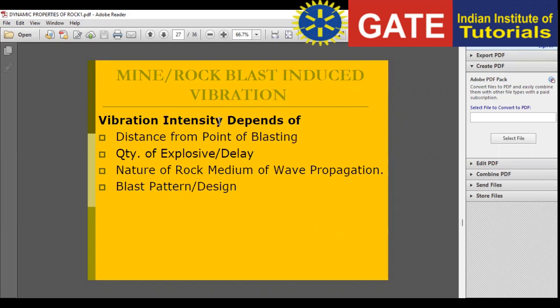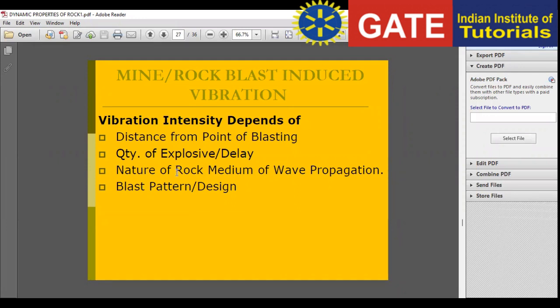So vibration intensity depends on distance from the point of blasting, that is, the distance from the point of impact or point of dynamic loading. Then quantity of explosive per delay. That's where the maximum MIC, maximum instantaneous charge, comes in. Means at a particular delay, suppose 25 millisecond delay, how much explosive is getting detonated. That is the quantity of explosive per delay, that is MIC, maximum instantaneous charge. So vibration intensity depends on that also.